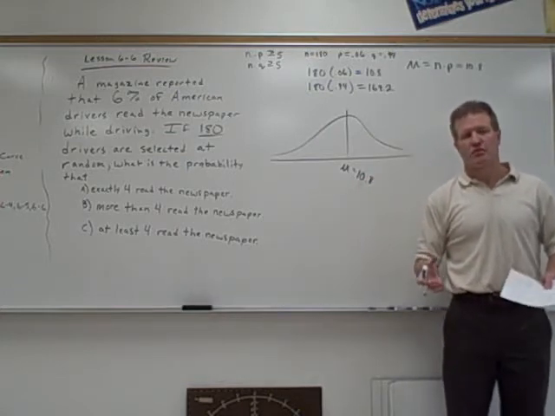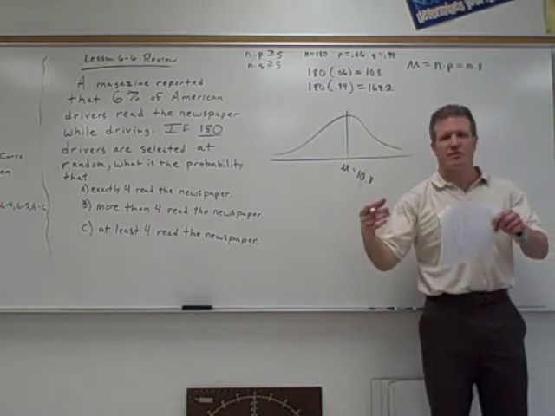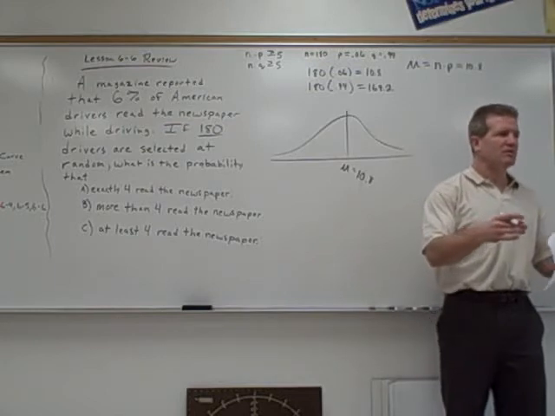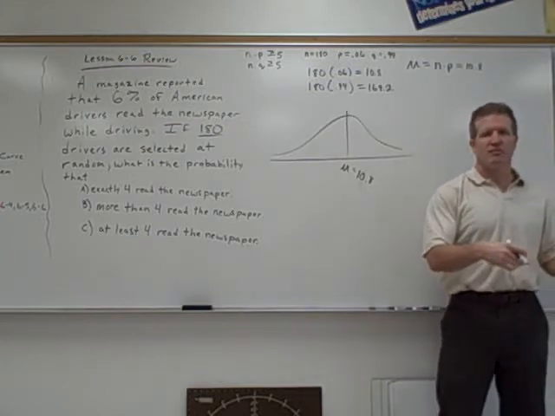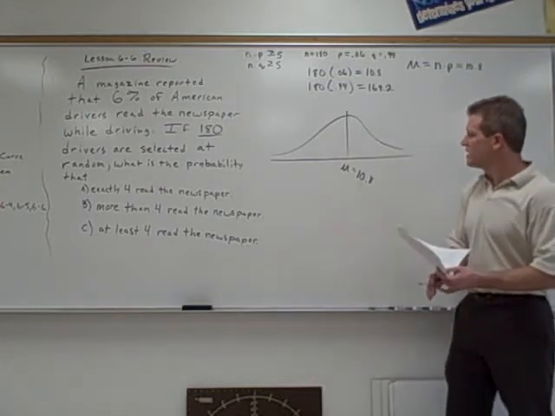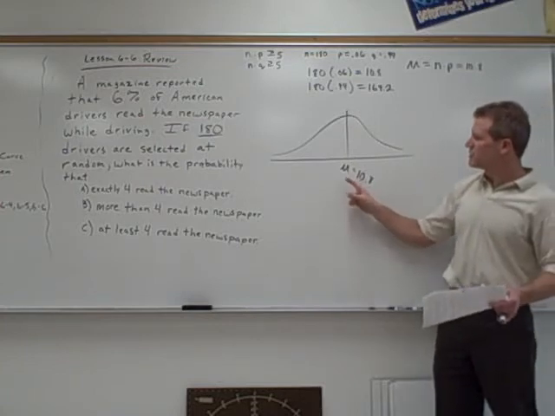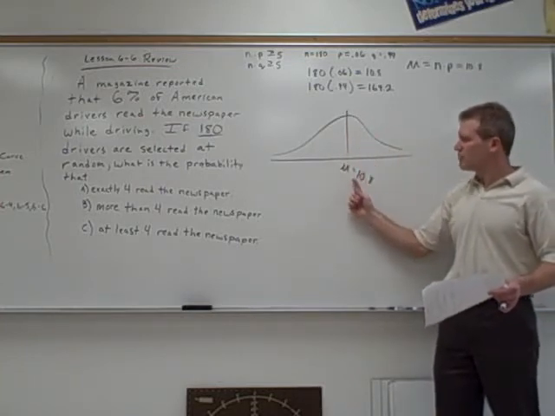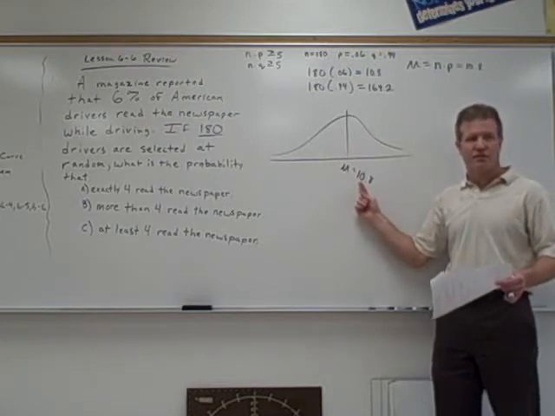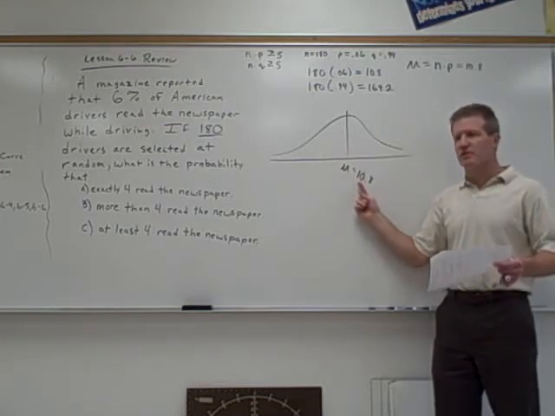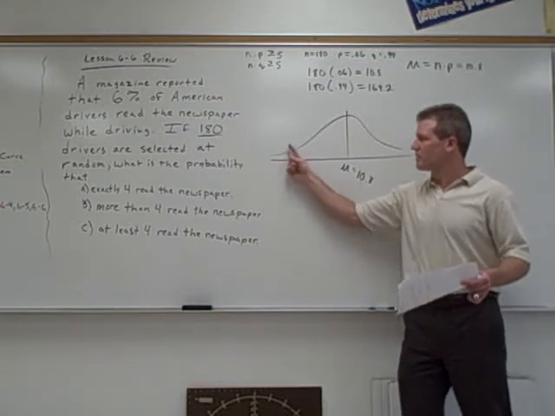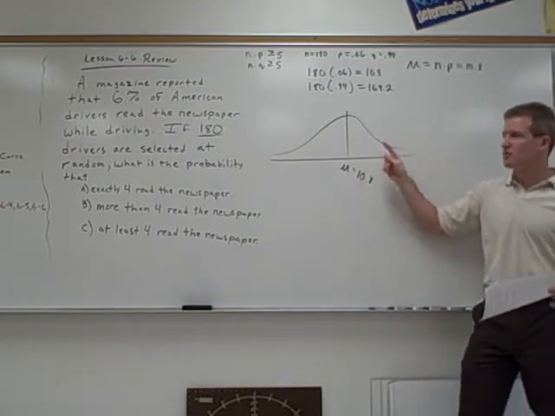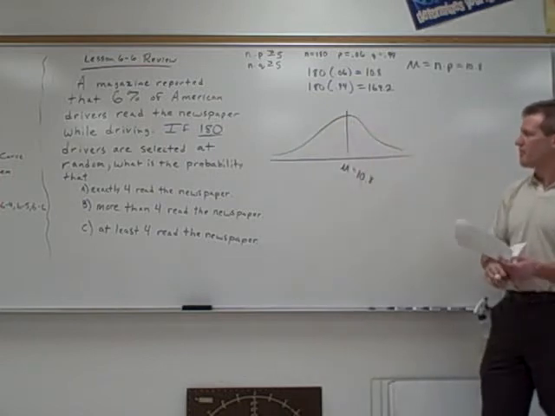Now, of course, one time maybe you survey 180 drivers and you get 11 people that do. Another time maybe you get 10 people that read the newspaper. Another time maybe you get 5. But the idea is that most of the time, if you survey 180 drivers, most of those results are going to show that around 10.8 drivers read the newspaper while going down the road. There's a few times you get far less than that, a few times you get far more than that. But you get this bell-shaped distribution.